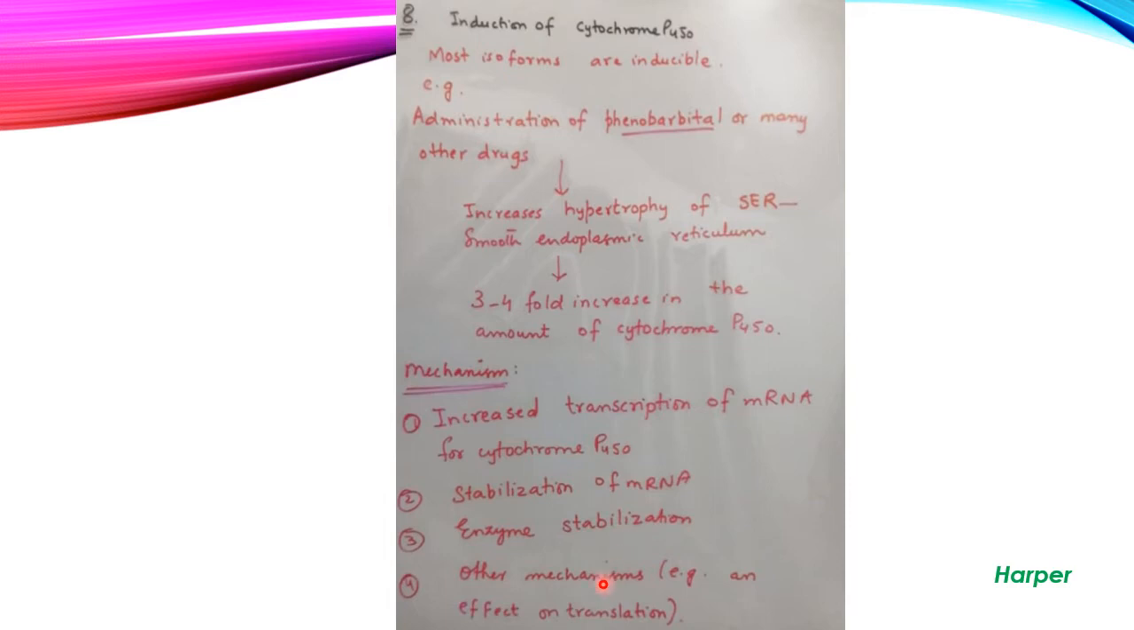There may be the induction of some other mechanisms as well. For example, induction can affect translation, which means that if there is more transcription of mRNA, there is more translation, or formation of cytochrome P450 protein. So these are all the mechanisms induced by inducers, and these mechanisms may affect the synthesis of cytochrome P450 and hence the function of cytochrome P450.